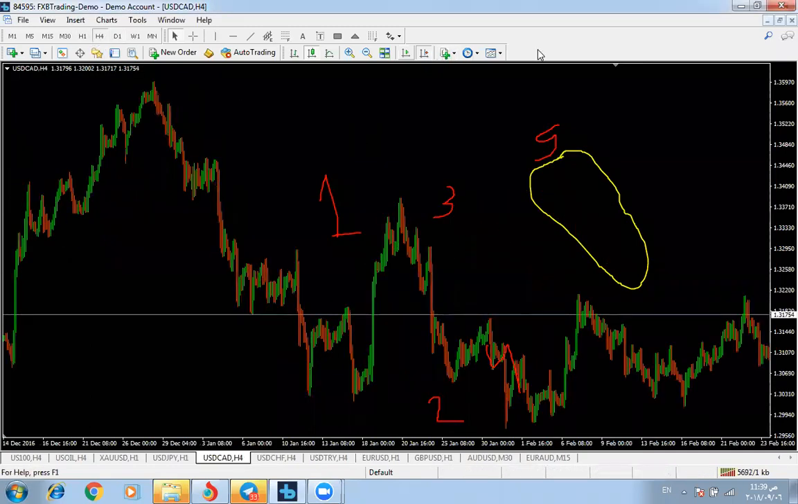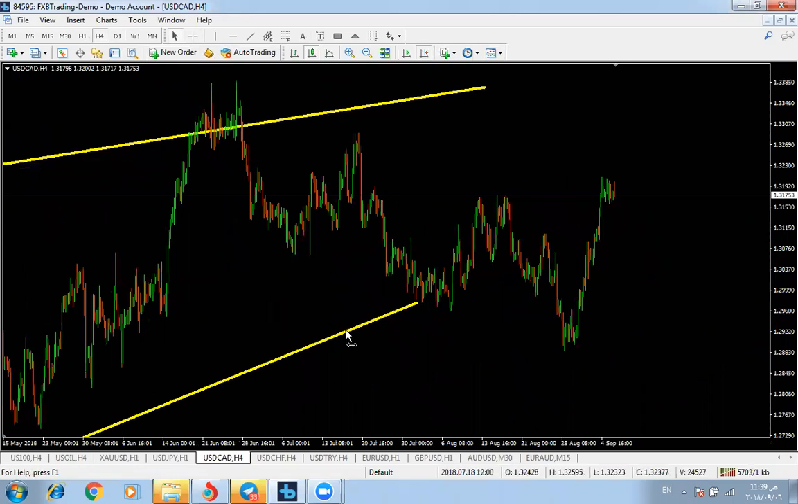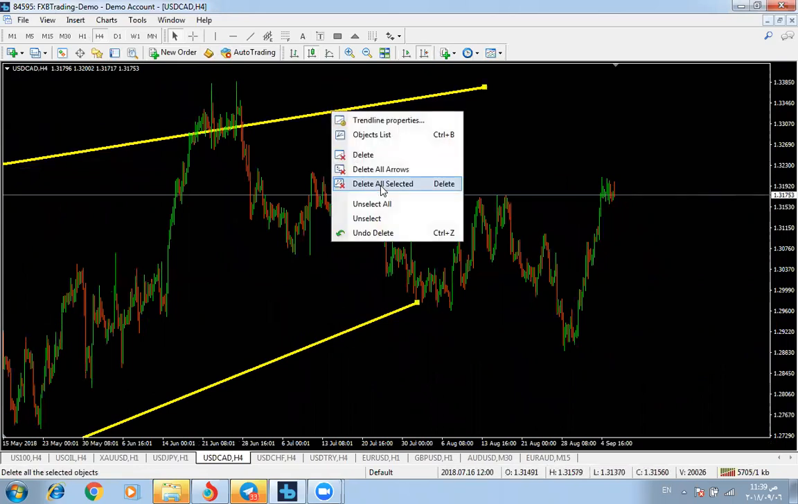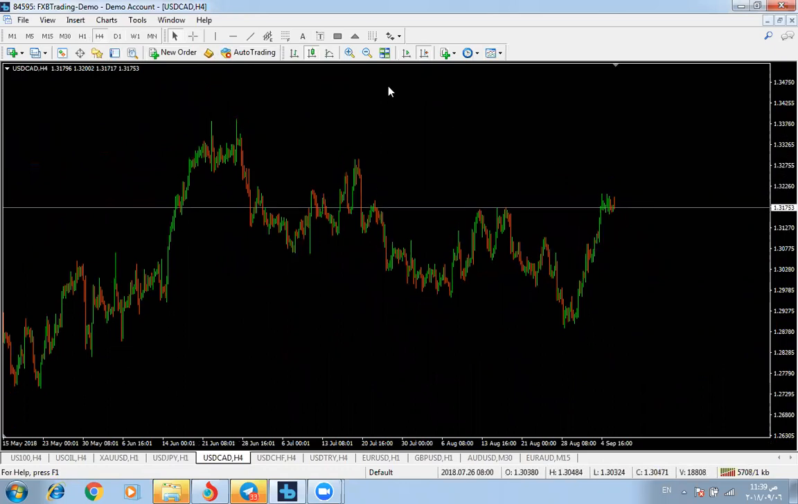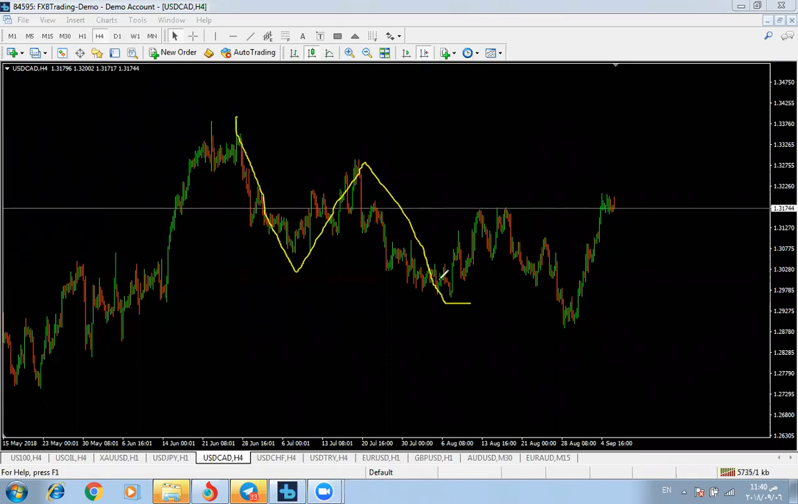In lower time frames. Okay, let me remove this piece of correction. As we see, the first is A, this is B, and this is C. And we have seen this corrective structure as a contracting or expanding diagonal.